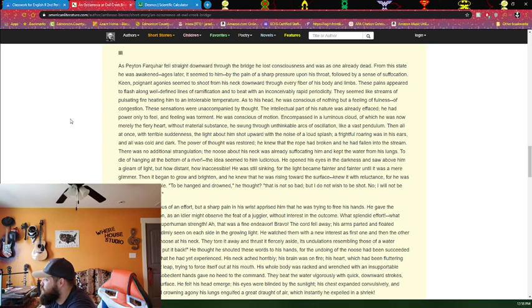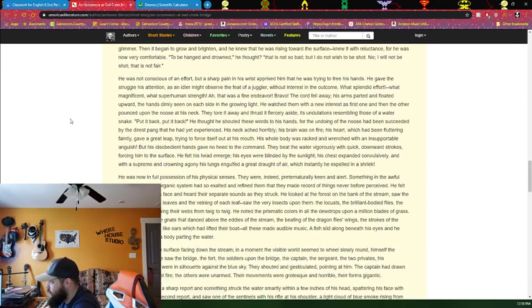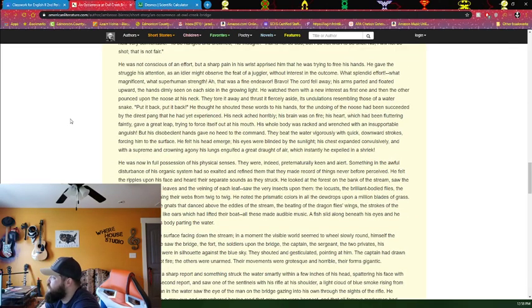To be hanged and drowned, he thought, that is not so bad, but I do not wish to be shot. No, I will not be shot. That is not fair. I will not be shot. He was not conscious of an effort, but a sharp pain in his wrist apprised him that he was trying to free his hand. He gave the struggle his attention, as an idler might observe the feat of a juggler, without interest in mirth.